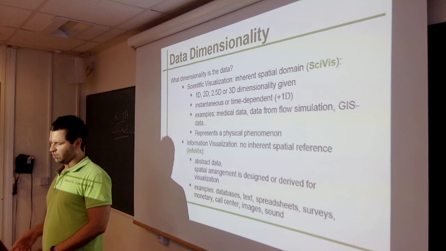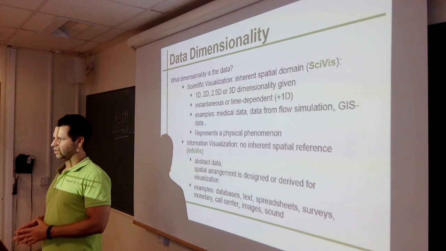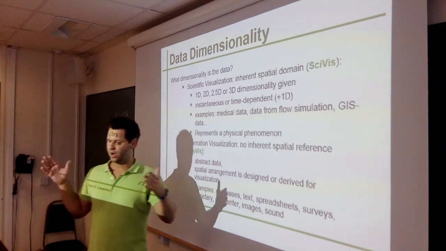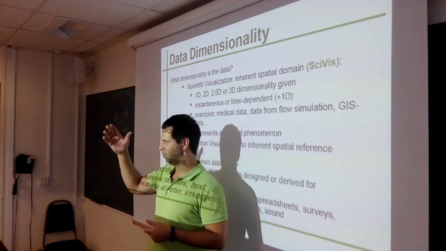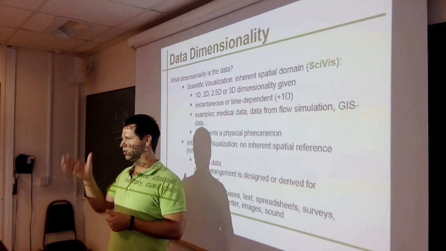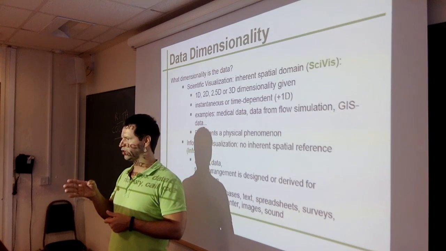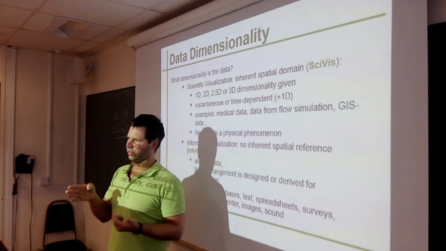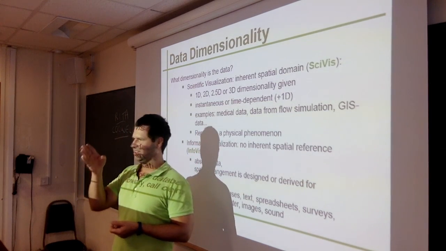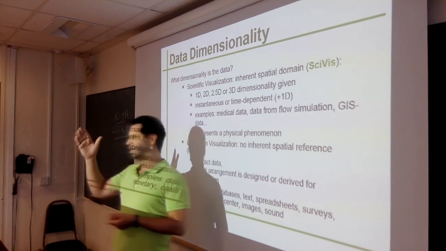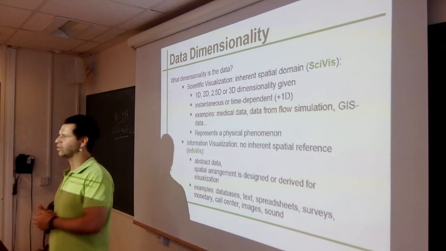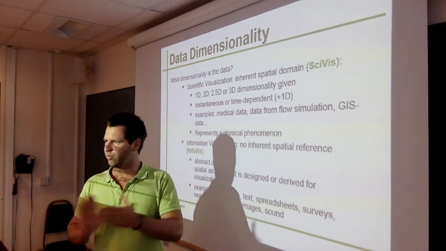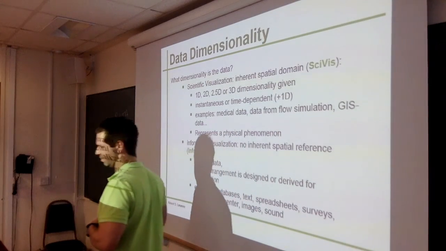So the term dimension in this case means an attribute of the data. So imagine you had a spreadsheet of information about cars. The first column would be the name of the car. The second column might be the year it was manufactured. The third column is obviously the color of the car. Fourth column is the city miles per gallon. Each one of those columns is a dimension of the data or a data attribute. So you can have an arbitrary number of data dimensions for information visualization.